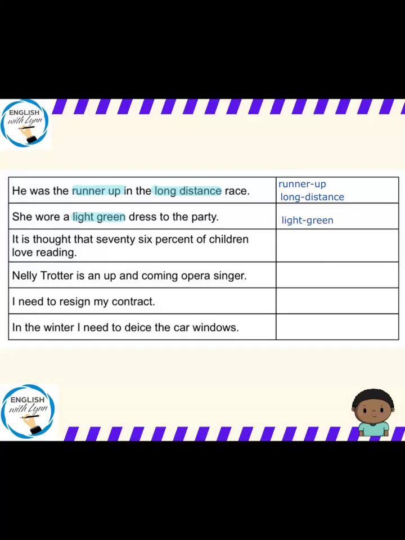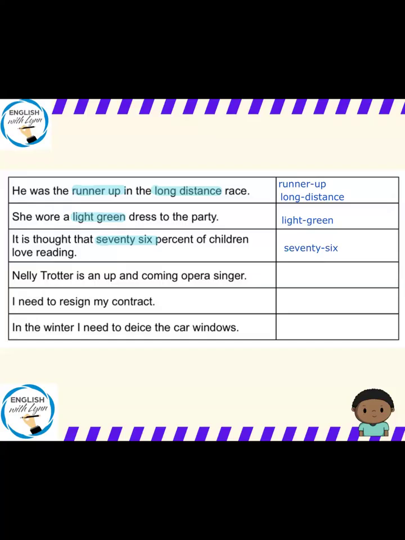The next one: it is thought that 76% of children love reading. So I can see a number in there, and it is a number that is less than 99 but over 21. So what I need to do is put 70, then the hyphen, and then 6. Okay, so 76 with the hyphen in between.